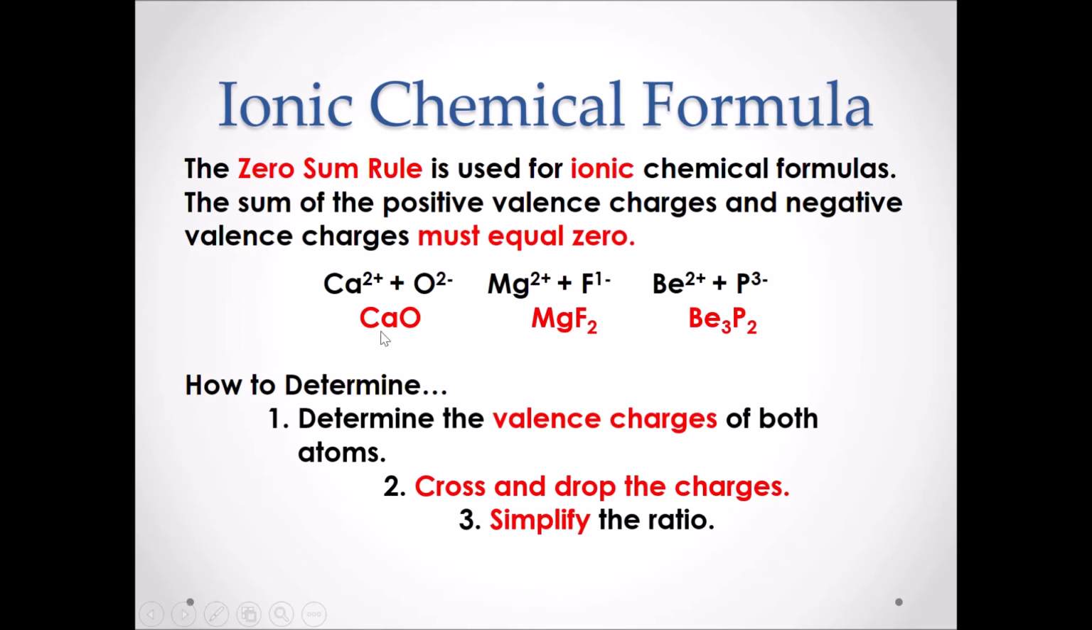If we look at our first example, we have swapped and dropped both the 2+ and the 2-. But we can simplify a 2 to 2 to a 1 to 1. Therefore, our chemical formula is CaO. And in our last example, we can see that we have swapped and dropped both of the valence charges, and we are left with Be3P2.